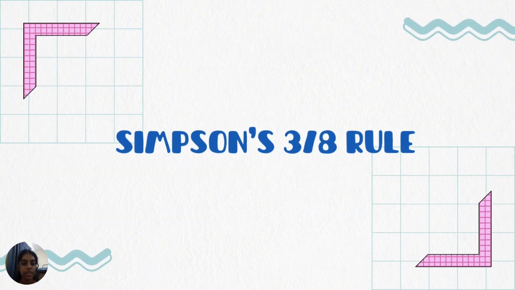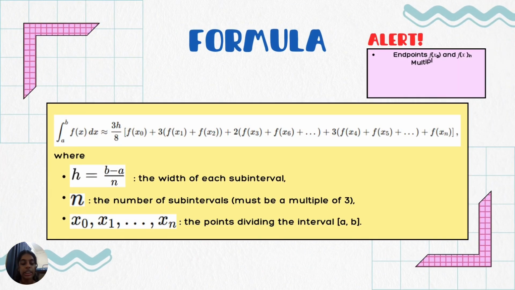Let's move on to Simpson's 3/8 rule. Simpson's 3/8 rule is a numerical integration method that provides an approximation for the integral of a function over a given interval. Unlike Simpson's 1/3 rule, which uses quadratic polynomials, parabolic arcs, Simpson's 3/8 rule employs cubic polynomials, cubic arcs. This method is particularly effective when the number of subintervals is a multiple of 3.